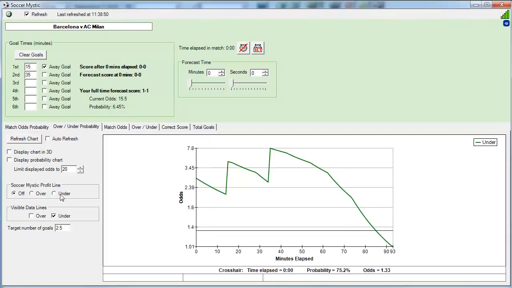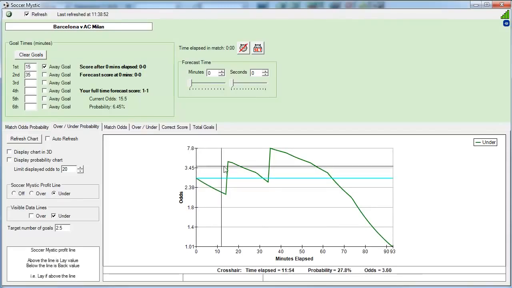So if we actually put on the Soccer Mystic profit line, what this is telling you is that in this particular scenario, above the line is lay value. In other words, you should have laid at the off, and below the line is back value. So you should have backed before the off. So this is telling you the periods in which you're profitable with either strategy. And you can do the same on the match odds probability.